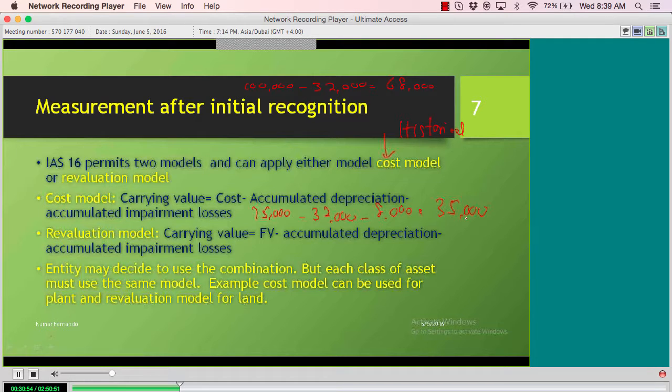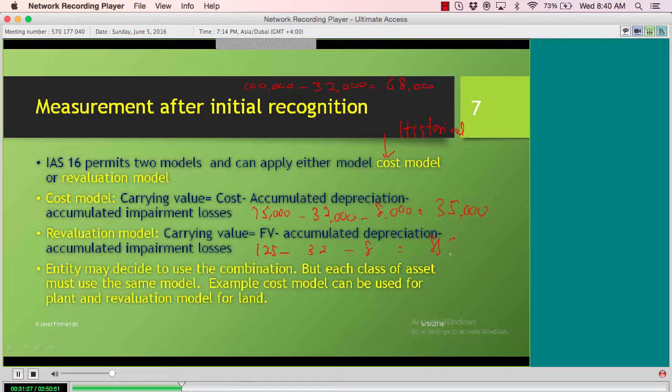Sometimes maybe the fair value has gone up to 125. Yes, 125 minus 32, minus 8, the revalued figure will be 85. So you have to increase it from 68 to 85. In the earlier situation, you have to reduce it. So that you do through what we call a revaluation reserve.